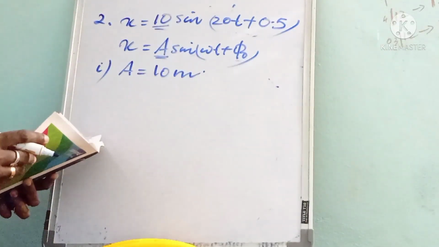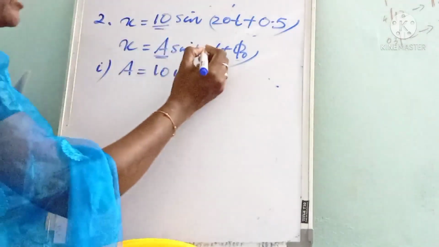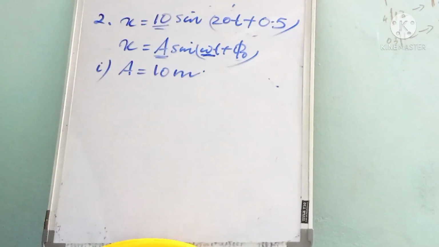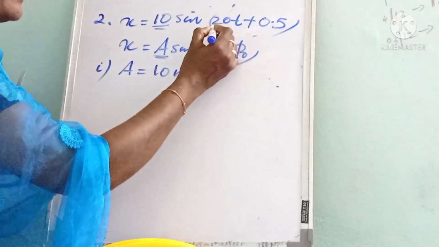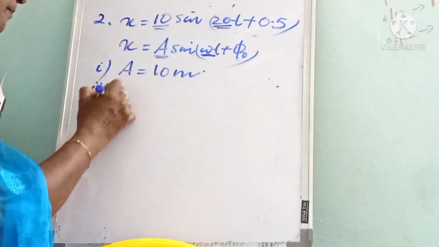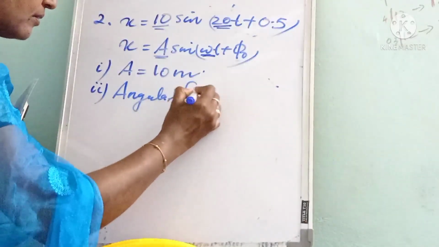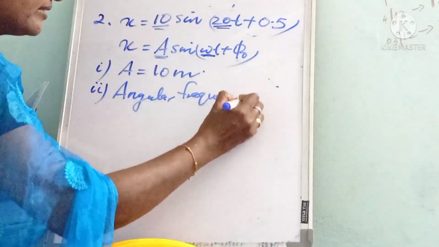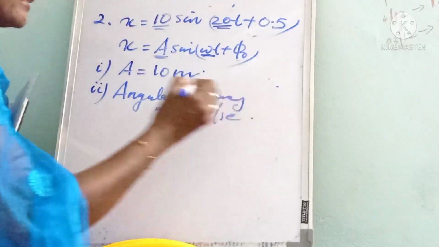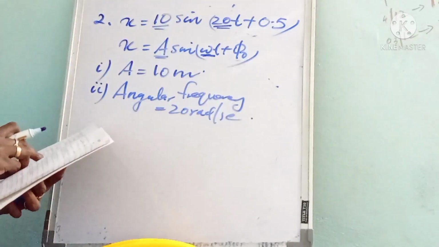Next we have to find the angular frequency, which is omega. In the given equation, in the place of omega, we have 20. So the angular frequency is 20 radian per second.